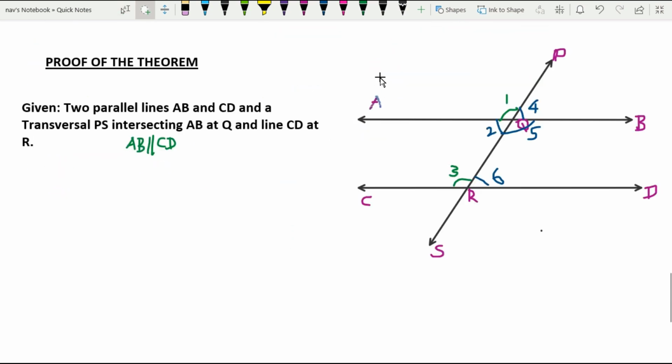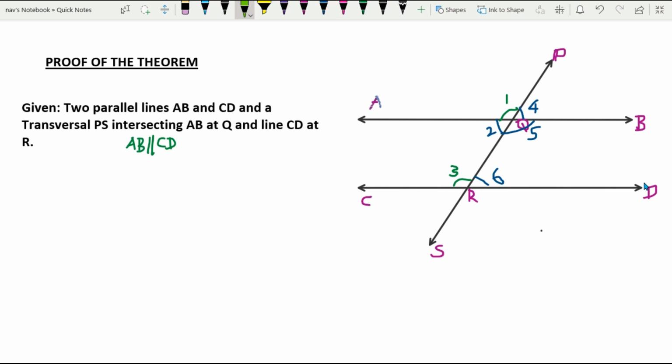Since this is a theorem, it has a proof. Now let us see the proof of this theorem and why it works. What is given here? Given two parallel lines AB and CD and a transversal PS intersecting AB at point Q and line CD at point R. It is given that line AB is parallel to line CD.